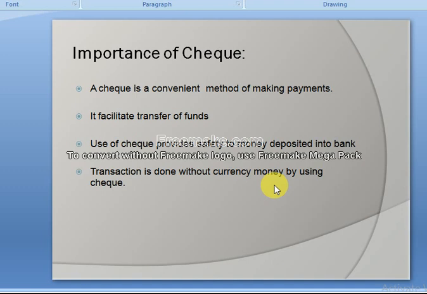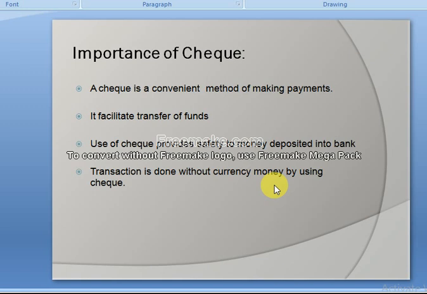With the remaining part of the check and types of the check lecture, today our topic is importance of the check. What are the importance of the check? In spite of introduction of various modes of payments and settlement, still a large number of people are addicted to use of checks, and all the clearing houses are handling a very large number of checks every day.